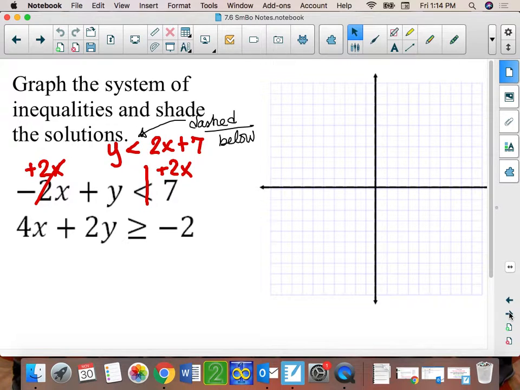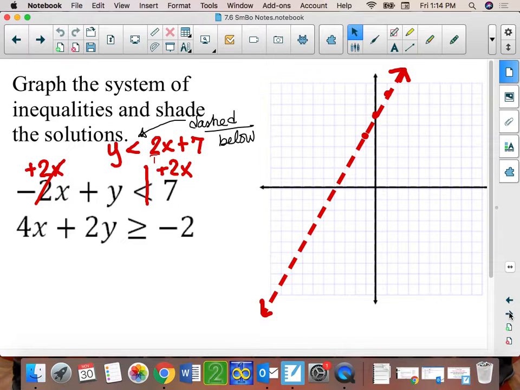So now we're going to graph that line. I'm going to go up to 7 on my y-axis and put a point. And then I'm graphing a slope of 2 over 1. So I'm going to go up 2 and right 1, or I could go down 2 and left 1. And then using our ruler, we're going to draw a dashed line through these points. Okay, so there's our line. And then I'm just going to lightly shade.